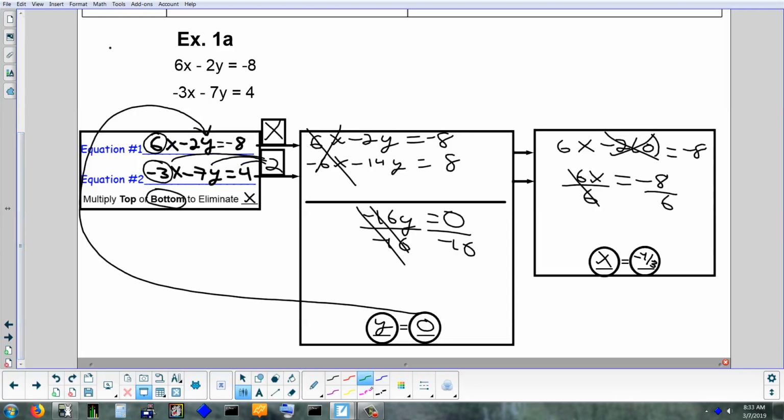So again, reminder on the test, what I'm going to look for. Did you get equation 1? Did you get equation 2? Did you get y? Did you get x? 4 things. Questions on that?